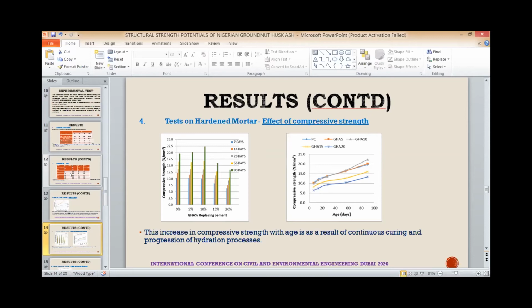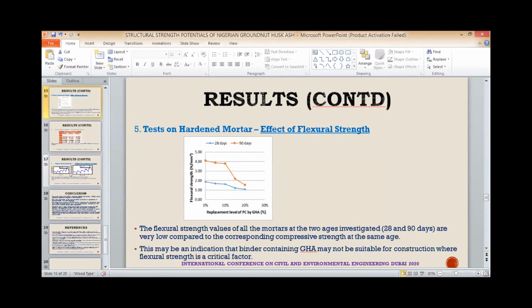There is an increase in compressive strength with age, and this is due to continuous curing and progression of the hydration process. And then the next one is the flexural strength. The effect of flexural strength is shown.